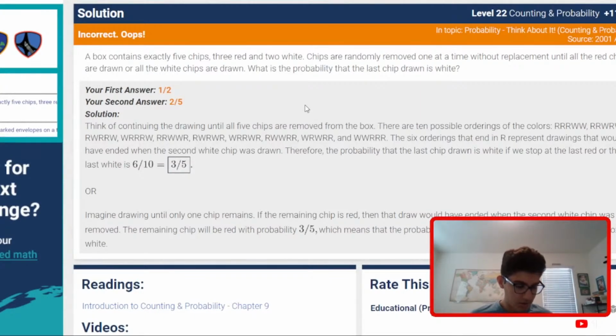But it says think about it. So I think you're not supposed to calculate anything. Just guess, like just think about it logically and do it. Okay, let's see. Therefore, the probability that the last chip drawn is white. Oh, you just list out all the orderings. Okay. Imagine drawing until only one chip remains. If the remaining chip is red, that draw would have ended when the second.